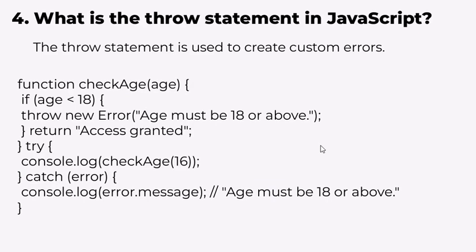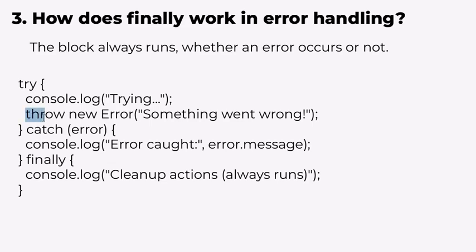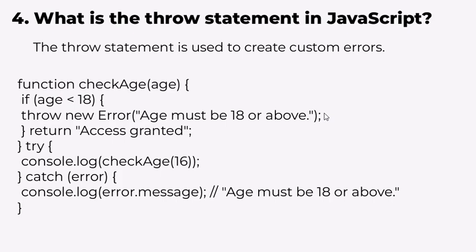What is the throw statement in JavaScript? The throw statement is used to create custom errors. We have discussed the use of throw in the previous slide. Throw is used to create a custom error, and there we used throw new Error. A couple of seconds ago we used throw new Error inside the try statement to create a custom error. It is used when you're working with multiple conditions and logic and you need to find whether there is an error, so you use the throw statement to catch that error if it is causing the program to stop.